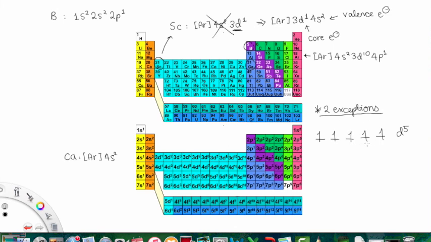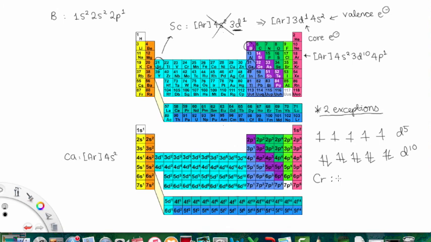And so this is quite a stable configuration. The same can be said for d10. You would have pairing of electrons after you do the first 5. And again, this is a stable configuration. They have lower energy. And so the first exception is chromium.